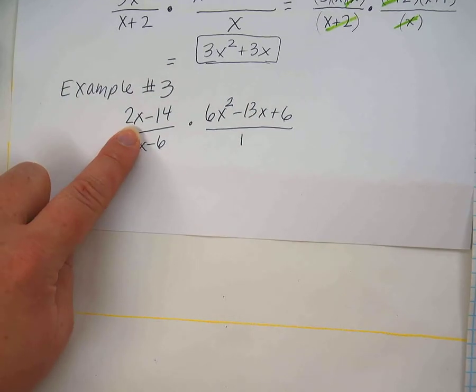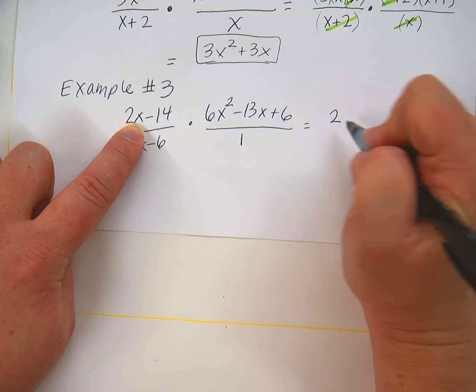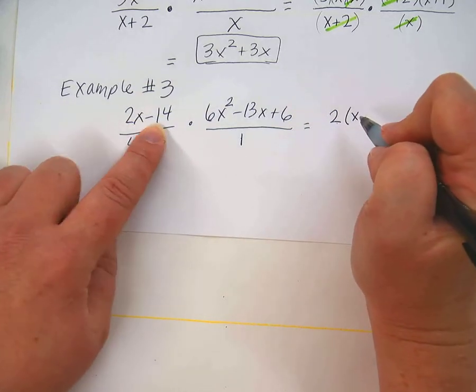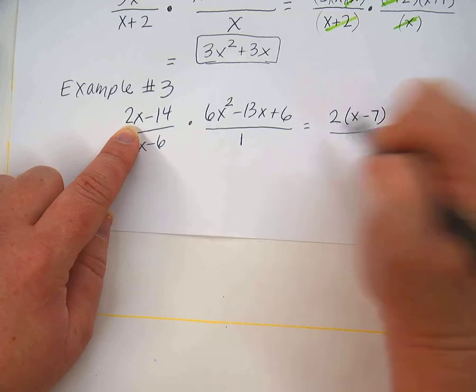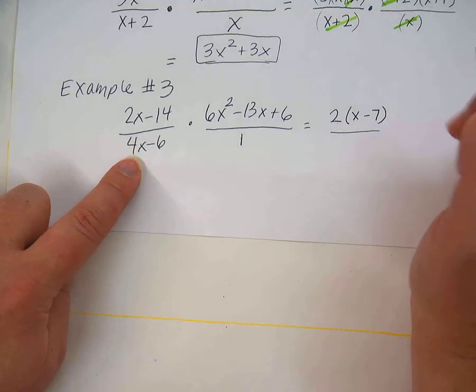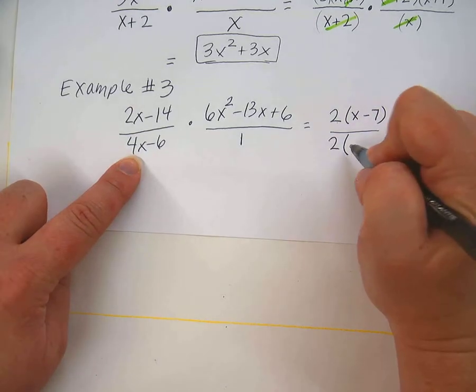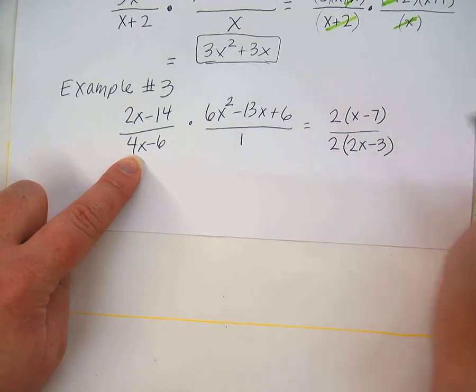I need a volunteer to factor 2x minus 14 for me. Okay, Megan? So take out the 2, so 2x divided by 2 leaves us with x, and negative 14 divided by 2 is negative 7. Perfect, good job. Who can factor the 4x minus 6 for me? Brian? 2 is the greatest common factor, good. What's left inside? 2x minus 3, good, okay.